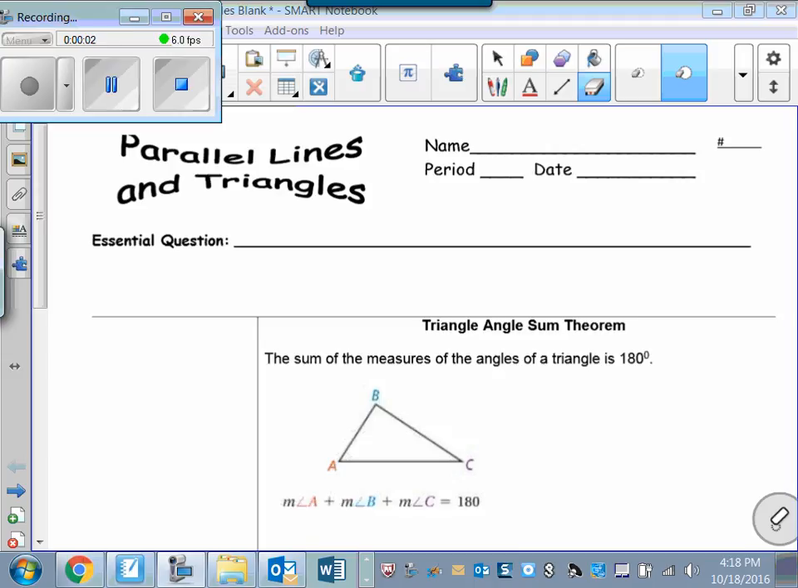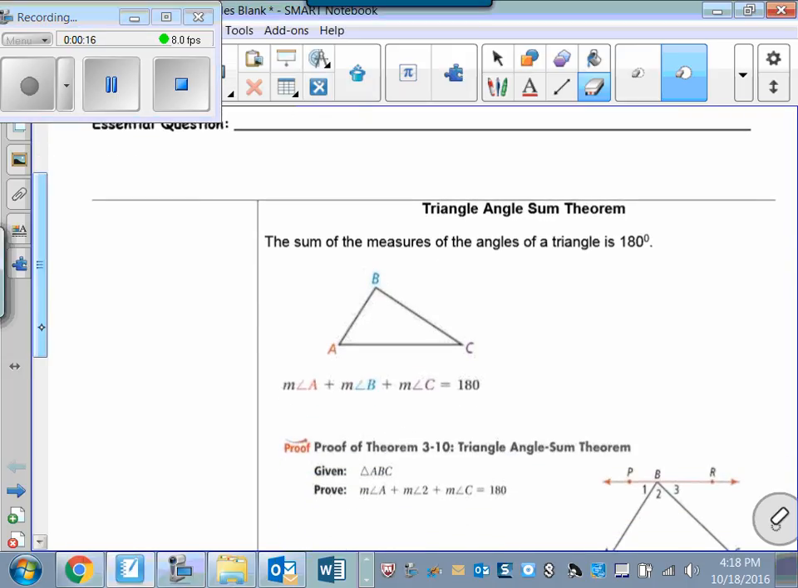This is part 2 of our day 3 lesson on parallel lines, and this lesson relates parallel lines and triangles, and we're going to see how we need to know a little bit about parallel lines to prove our first theorem here, which is the triangle sum theorem. What does the triangle sum theorem say?